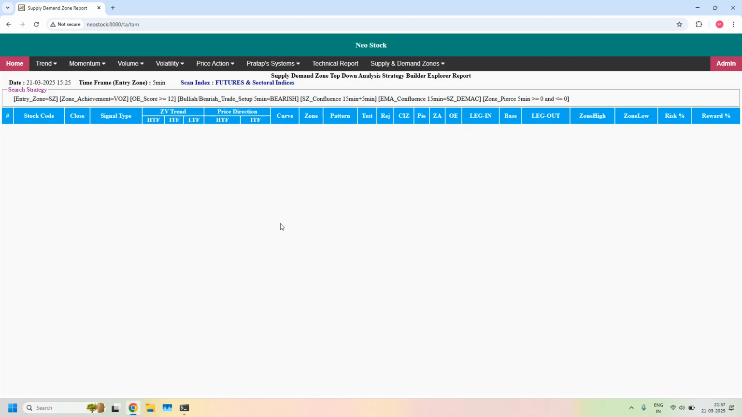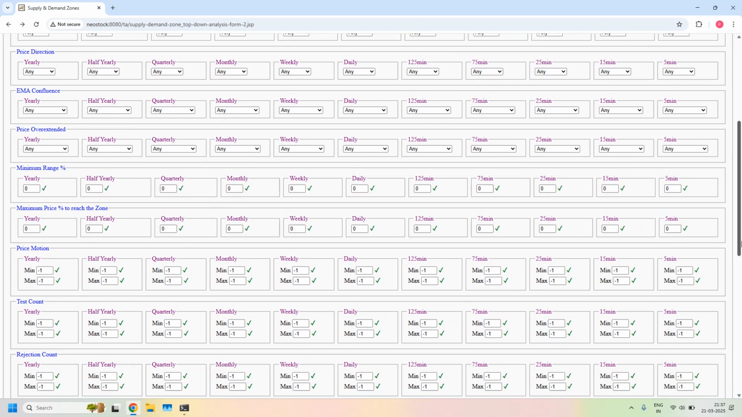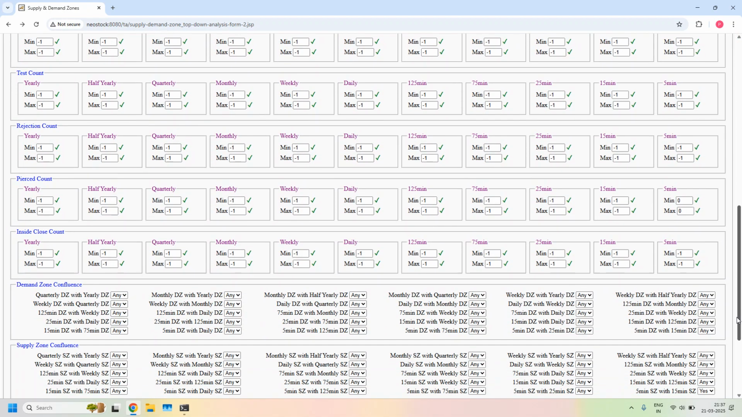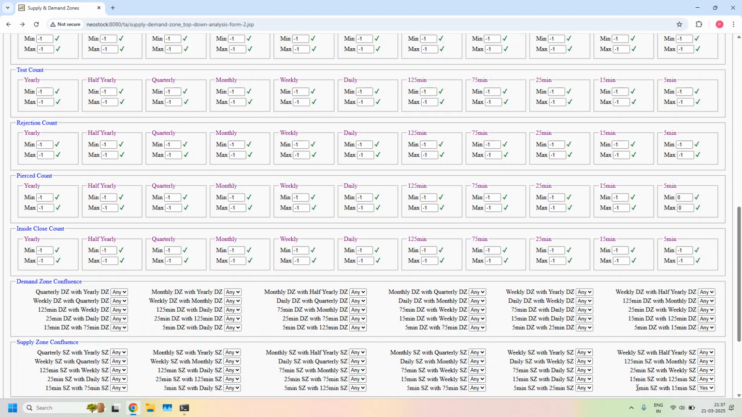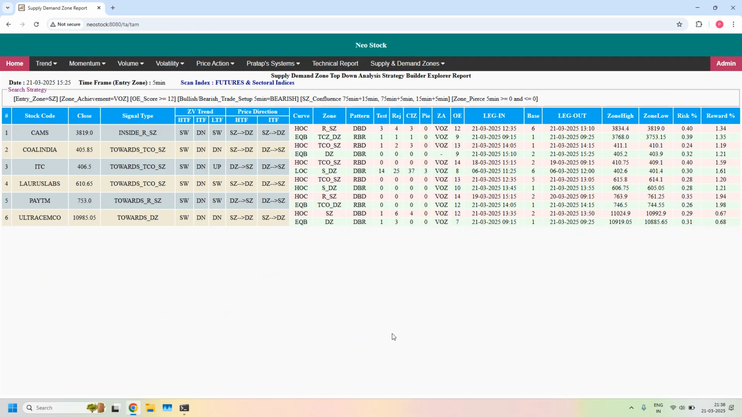That means 5 minutes, 15 minutes and 75 minutes supply zone Confluence. Removing EMA filter. In the supply zone Confluence, 3 filters we have to set. First filter is already enabled, 5 minutes with 15 minutes supply zone Confluence. Next 5 minutes supply zone with 75 minutes supply zone Confluence. 15 minutes supply zone with 75 minutes supply zone Confluence. With all the 3 filters, we got 6 stocks.